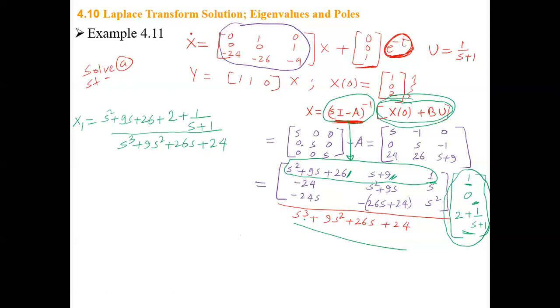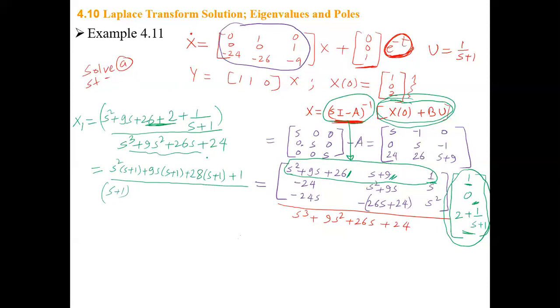Okay, now let's take the LCM of this guy. What is the LCM of this guy? S squared, S plus 1, plus 9S, S plus 1. So I can add this together, 28, S plus 1, plus 1, divided by S plus 1, then this whole thing here. S cubed plus 9S squared plus 26S plus 24.